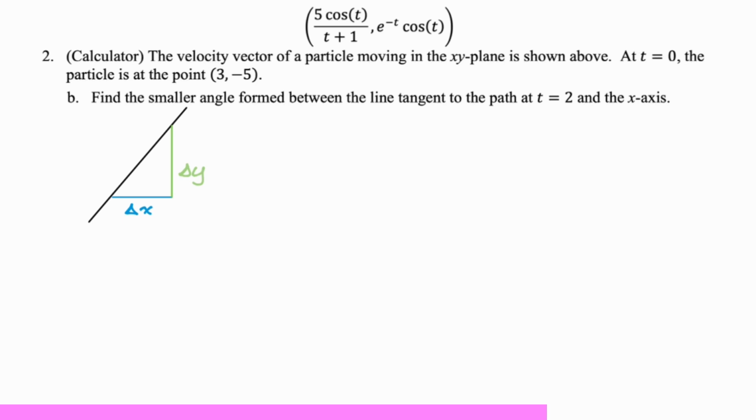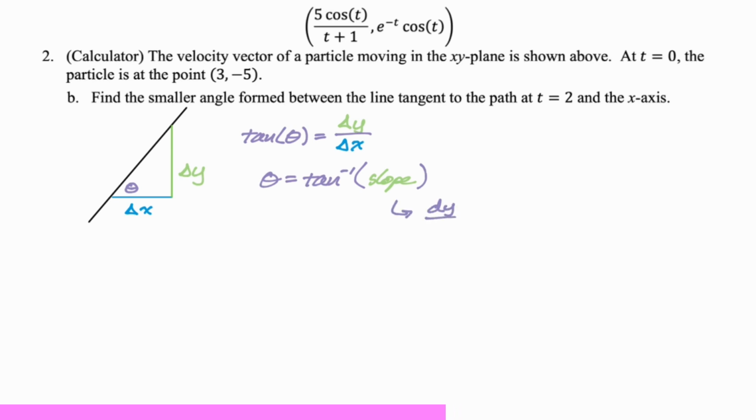There's an angle formed in this right triangle, right? And for that angle, tangent is delta y over delta x, which means that to find the angle itself, we'll just do the inverse tangent of the slope. Since we're in calculus, we think of slope as being the derivative. It's dy/dx. So really this question is just saying, what is the inverse tangent of dy/dx at t equals 2?